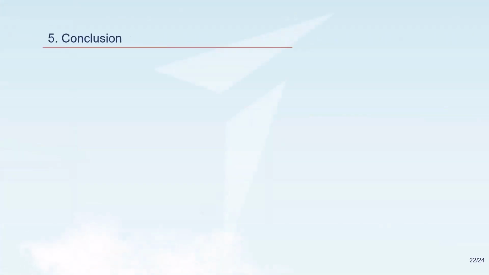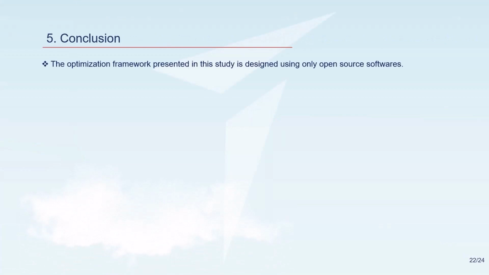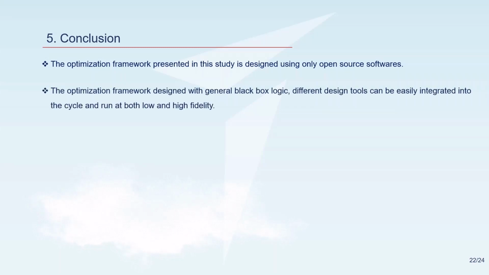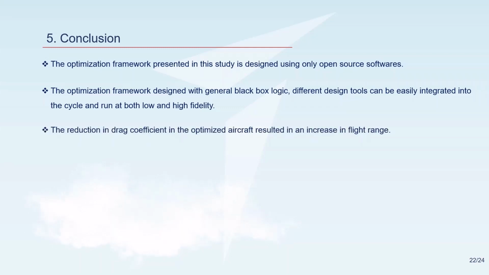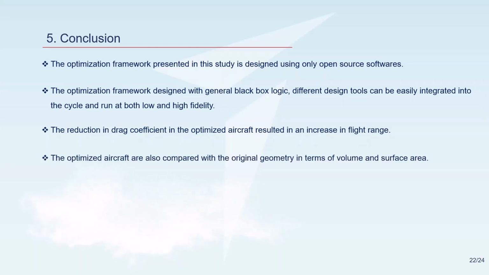And the conclusion part: all tools used in this study are open source based, and all components of the aerodynamic shape optimization framework are interchangeable. And in optimized aircraft, the reduction in the drag coefficients leads to an increase in the flight range. And current studies show that the aerodynamic shape optimization framework is sufficiently stable and works very well.